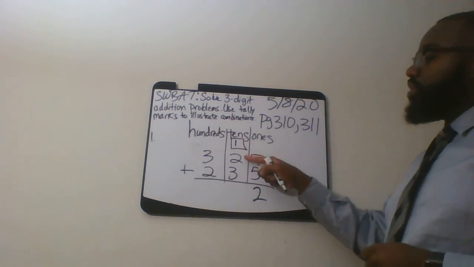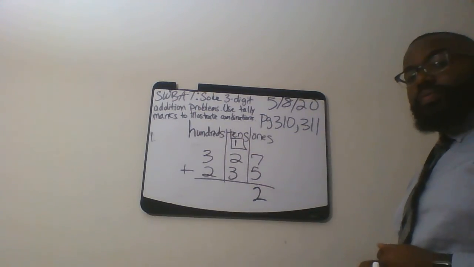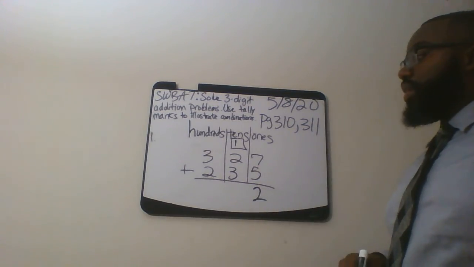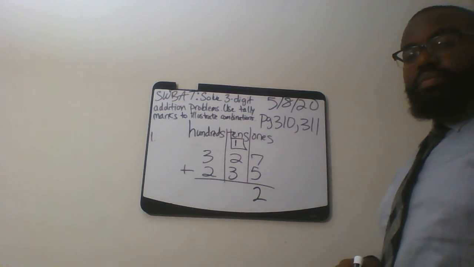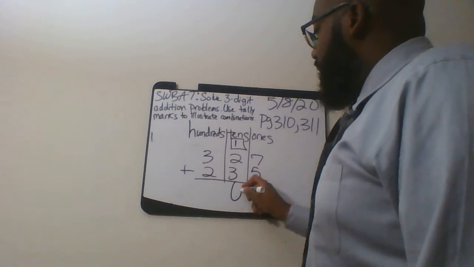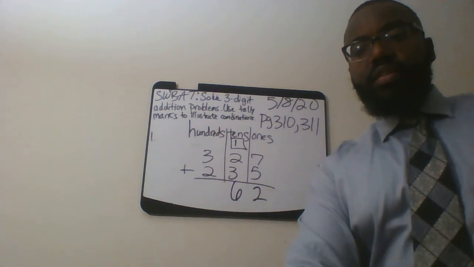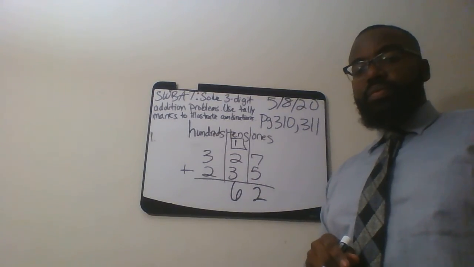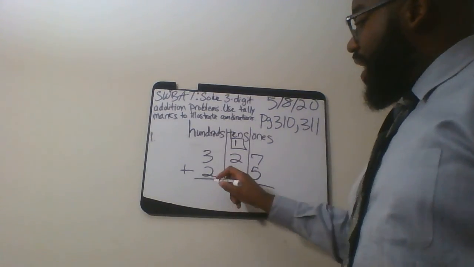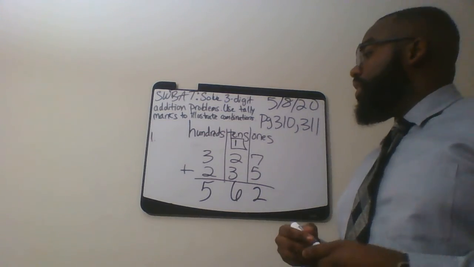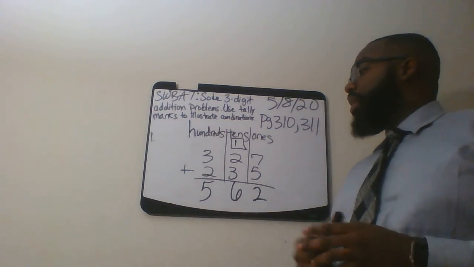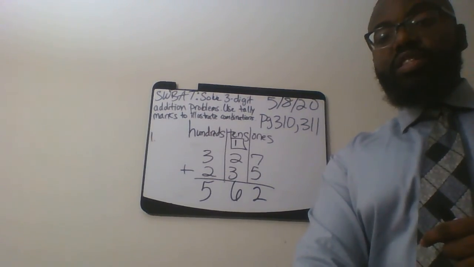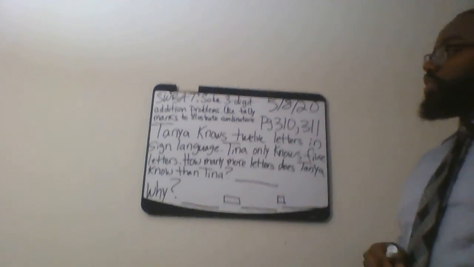So what is 1 plus 2? That is 3. Next, what is 3 plus 3? That is 6. And lastly, what is 3 plus 2? That is 5. So the answer to 327 plus 235 is 562. All right, let's move on to number 2.